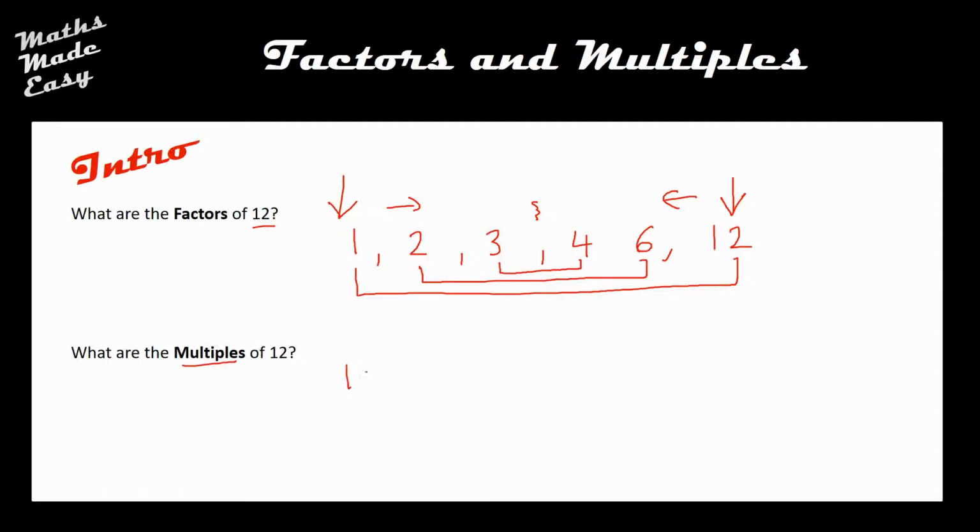The first multiple of 12 is 12 times 1, which is 12. The next multiple of 12 is 24. The next multiple of 12 is 36. The fourth multiple of 12 is 48. And to finish us off, the fifth multiple of 12 is 60.